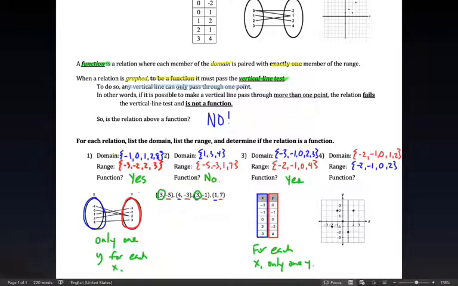Is this a function? Well, let's try the vertical line test. This is the graph. That line only passes through 1 point. Those 2 only pass through 1. That one just through 1. Can you make a vertical line pass through more than one point? The answer is no. So this passes the vertical line test. Yes, it is a function.